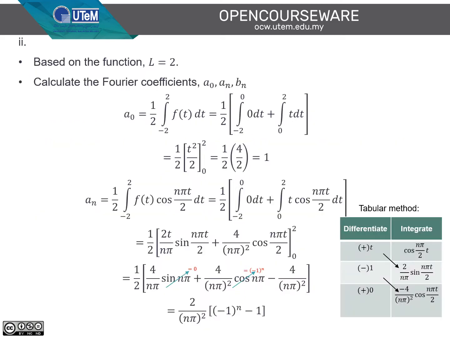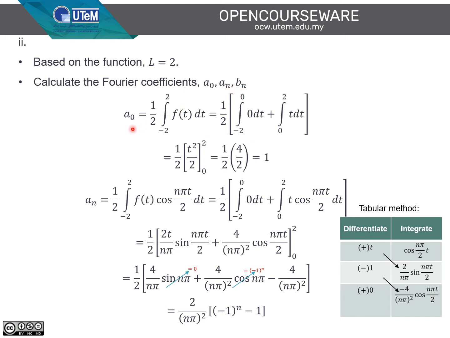This slide shows the solution for question 2, where we need to find the Fourier series of the function. Based on the function, the value of L is 2. Since the function is neither even nor odd, the appropriate formula to obtain the Fourier series is the general Fourier series formula. The next step is to calculate the Fourier coefficients a0, an, and bn.